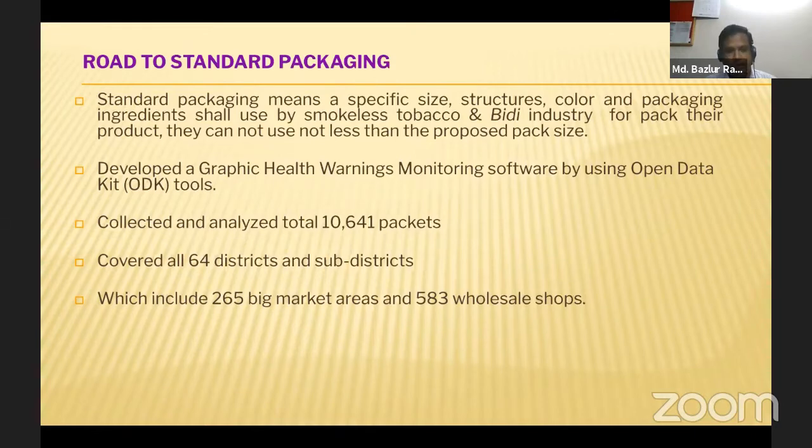So now I want to share with some twist point, that is we have collected 10,641 packets from all over the country. That means we covered all 64 districts out of 64 and 64 sub-districts. We identified 265 big market, I mean the wholesale market area, where we identified 583 wholesale shops. Next, please.